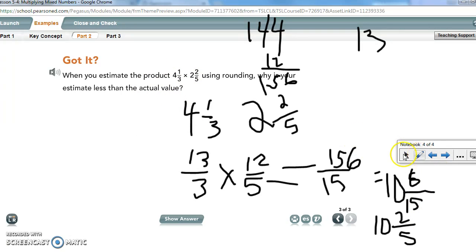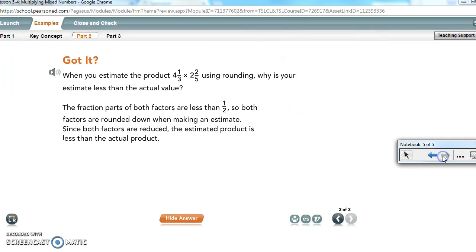So I'd go down, which means this is rounded to 4. And 2/5 is also less than 1/2. So I'd round that down to 2. 4 times 2 is 8. So they're asking us, why is our estimate less than the actual value? Well, I know that the fraction part of both of these are less than 1/2. So these numbers are rounding down when making an estimate. Since both factors are smaller, the estimated product is less than the actual product. Let's go on to part 3.